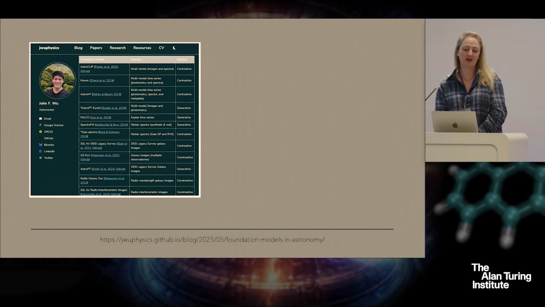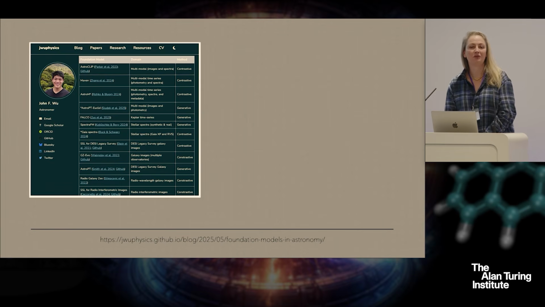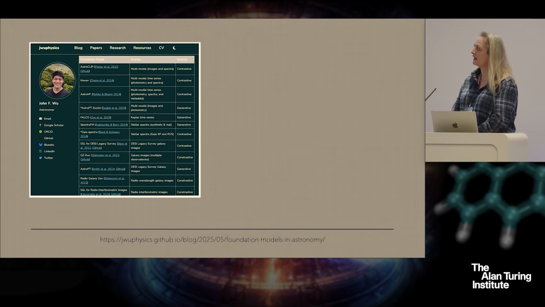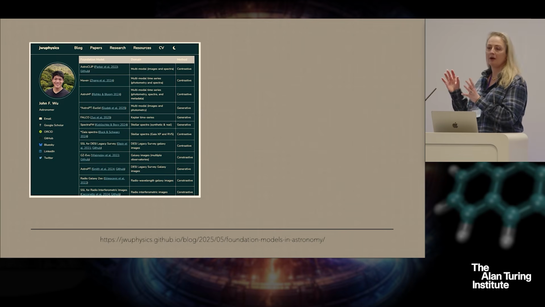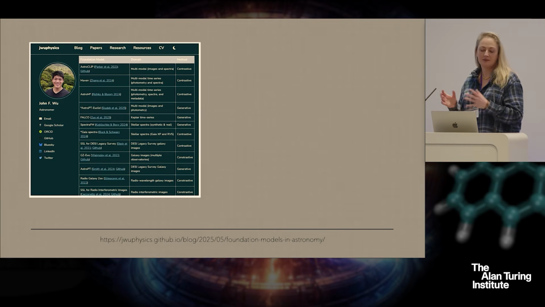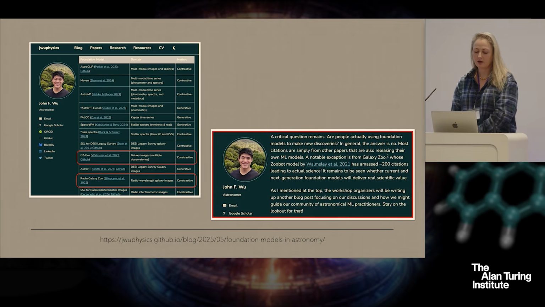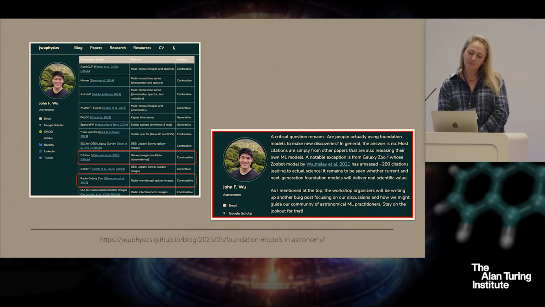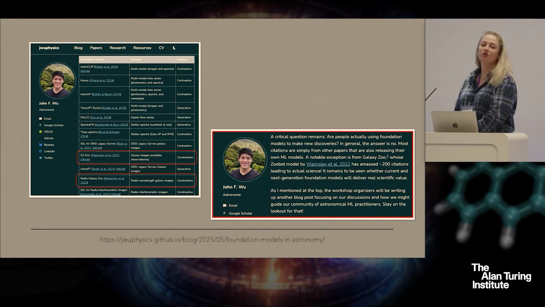Now, this is a cutout from a much longer list of foundation models in astrophysics that was very helpfully put together by a guy called John Wu, who's at Space Telescope in Baltimore. I'm not going to talk about all of these foundation models today. There's simply not time.